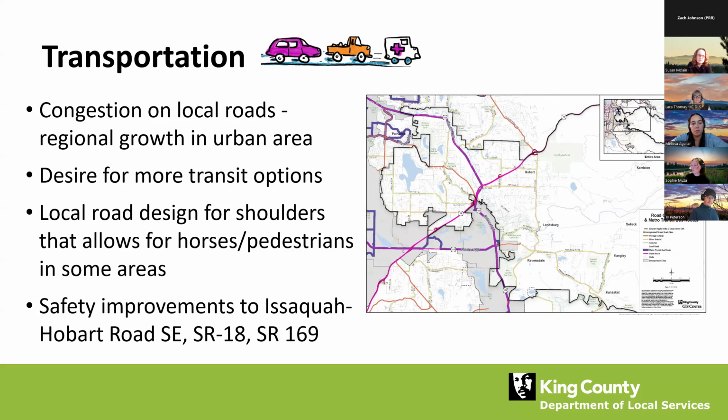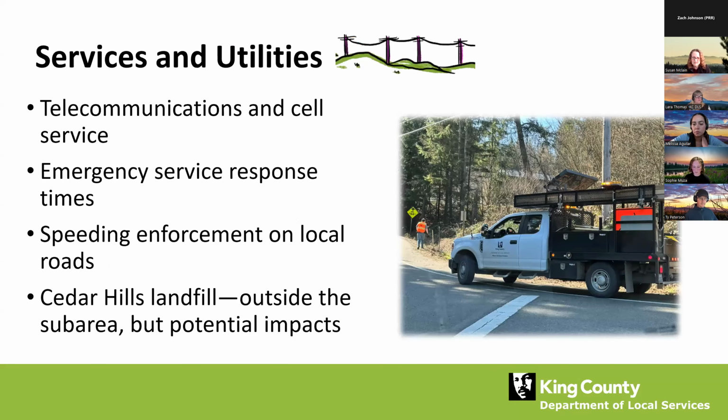There is concern about congestion on local roads, potentially spilling over from regional growth in the urban areas nearby. There's interest in road design for local roads, for shoulders that might provide some options for horses or pedestrians in certain areas. People are concerned and would like to see safety improvements to Issaquah Hobart Road, SR 18, SR 169, and a few other roads as well. Next slide, please.